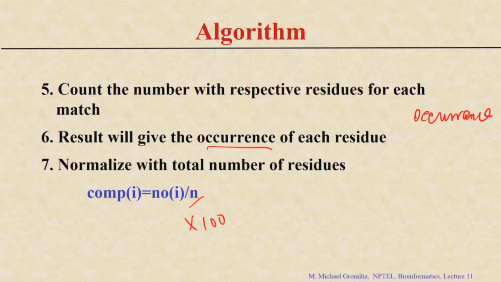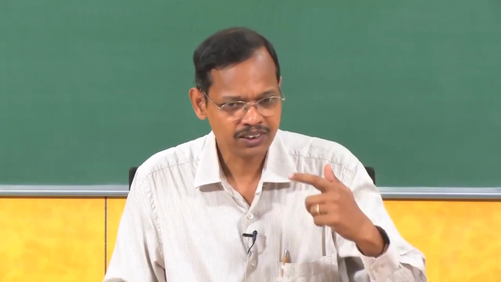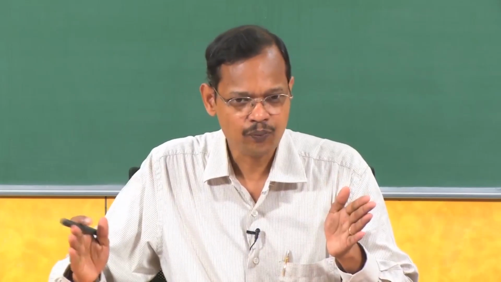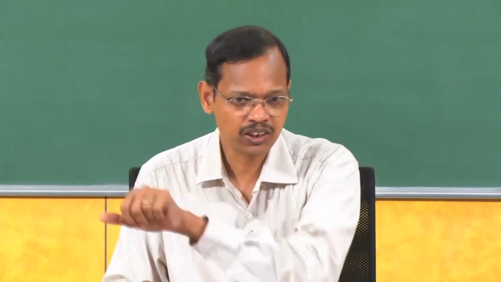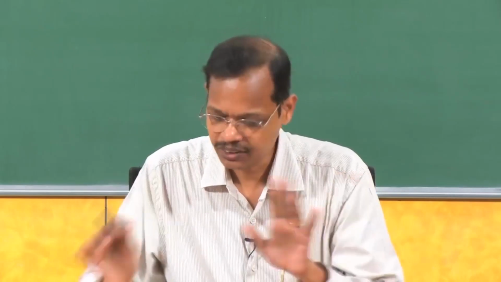So, we take the sequence and the 20 different amino acids and do the matching. If it matches, then increase the number by plus 1, because we already initialized it, and complete this till the end of the sequence. Then we have 20 numbers for the 20 amino acids, then normalize with the n, so then we get the composition. This is how you can easily calculate the composition.